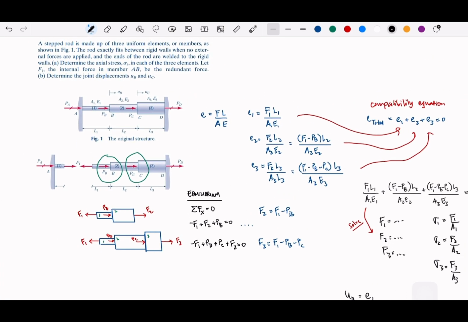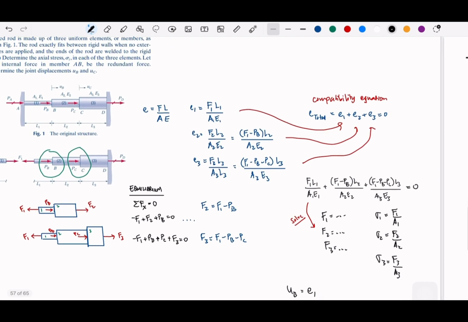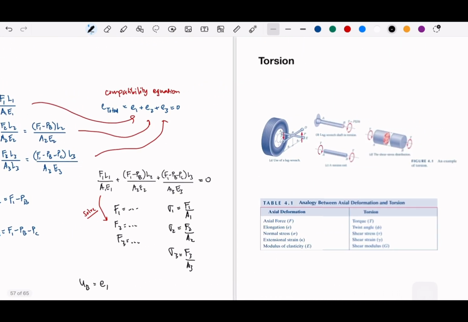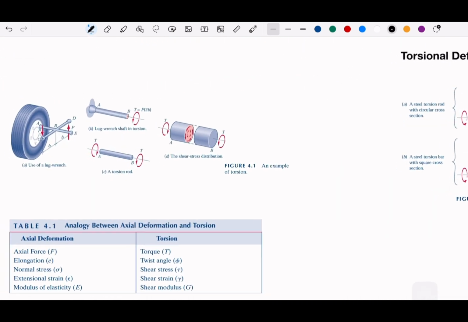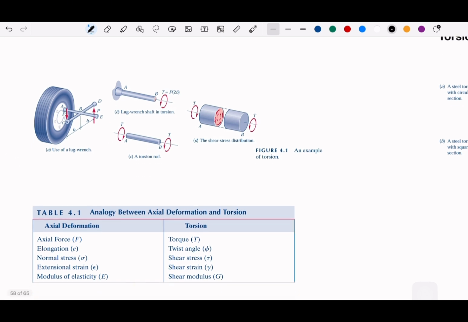Okay, so let's move to torsion. Tomorrow I will review again the chapter 3 examples and exercises for more problems. But now let's continue to the torsion. I have mentioned a little bit of the torsion, I think last week.